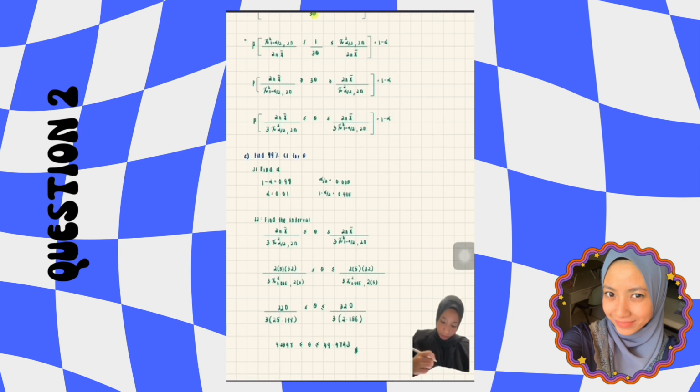Then we will get chi-squared of 0.05, and you have to find it in the table of chi-squared, and we will get this value. And then the last answer will be 4.2348 and 49.4743.